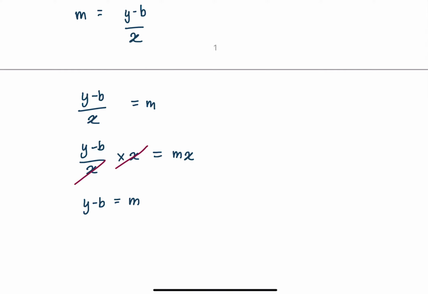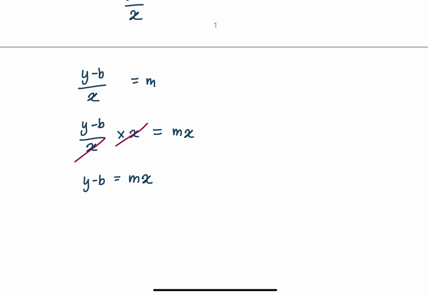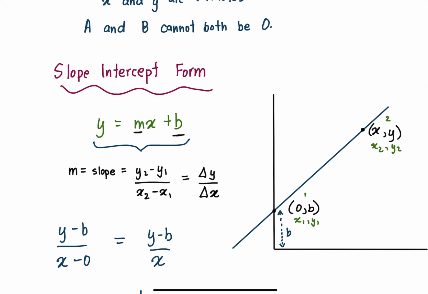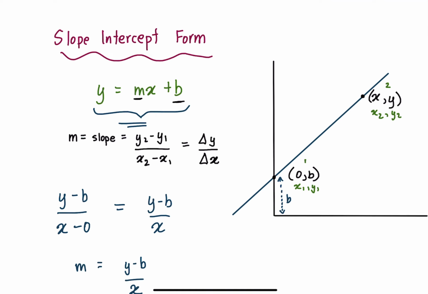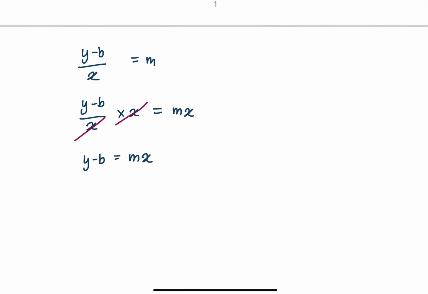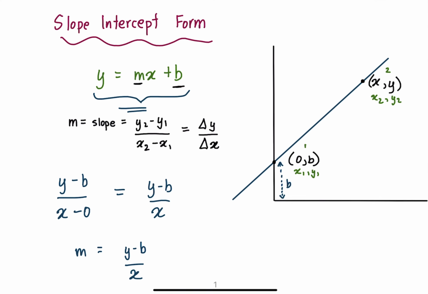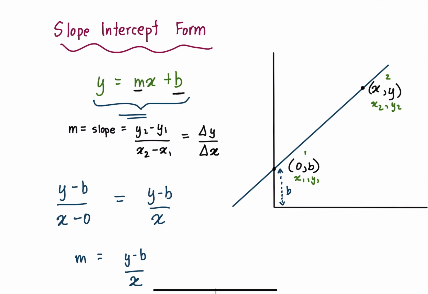Now, I think you can see where we're going with this. We're just trying to derive this equation over here. So to do that, all we're going to do is add b to both sides. So that would give us y minus b plus b is equal to mx plus b. B would cancel out, leaving us with y is equal to mx plus b. So that is the slope-intercept form.